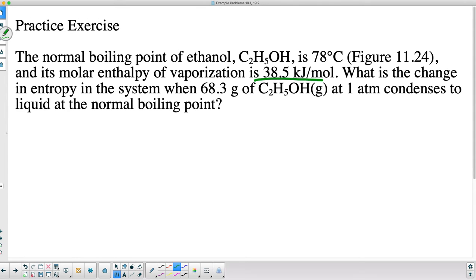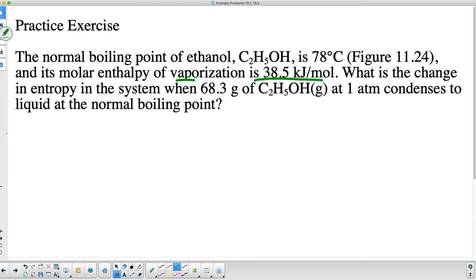Notice how much more the molar enthalpy of vaporization is compared to fusion. So fusion is going from liquid to a solid, or solid to liquid, and vaporization is going from a gas to a liquid, and it takes a way more amount of energy transfer to go between those two states of matter than it does between solid and liquid.